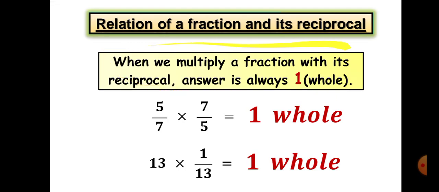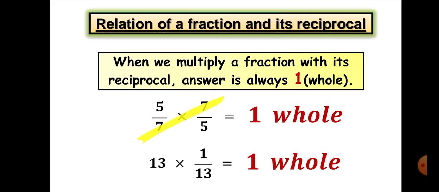Now, the relation of a fraction and its reciprocal. So let me tell you something. Whenever we multiply a fraction with its reciprocal, the answer is always 1 or whole. Like if I'm having an example 5 over 7, and I have to multiply it by its reciprocal, its reciprocal is 7 over 5. So I have to multiply these fractions.